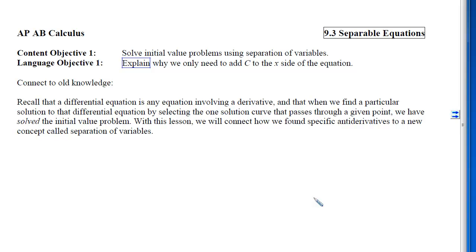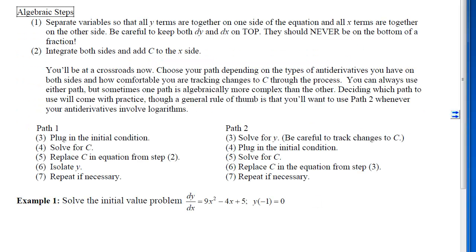Before we get into the objective, we want to recall that a differential equation is any equation involving a derivative, and that when we find a particular solution to that differential equation by selecting one solution curve that passes through a given point, we have solved the initial value problem. With this lesson, we are going to connect how we found specific antiderivatives to a new concept that is called separation of variables. So first, let's read the algebraic steps for this separation of variables process.